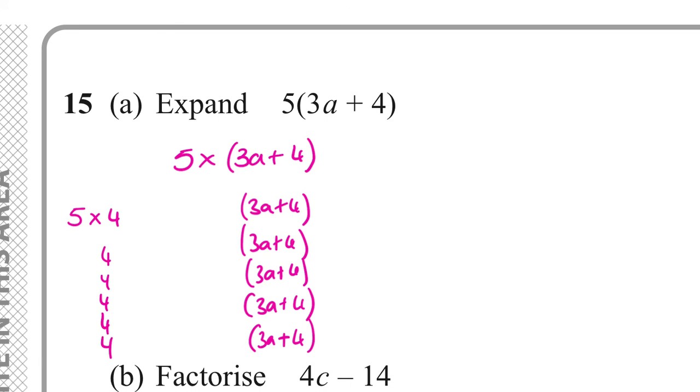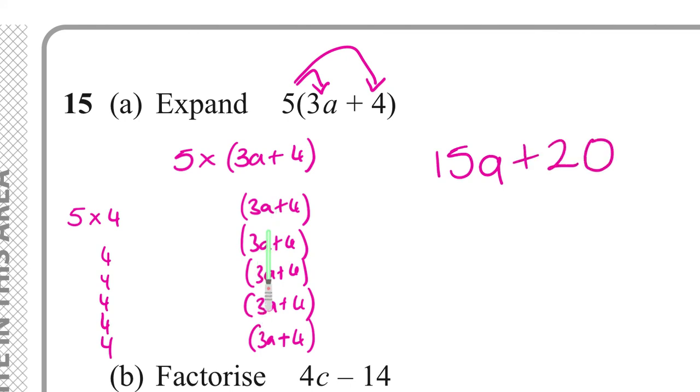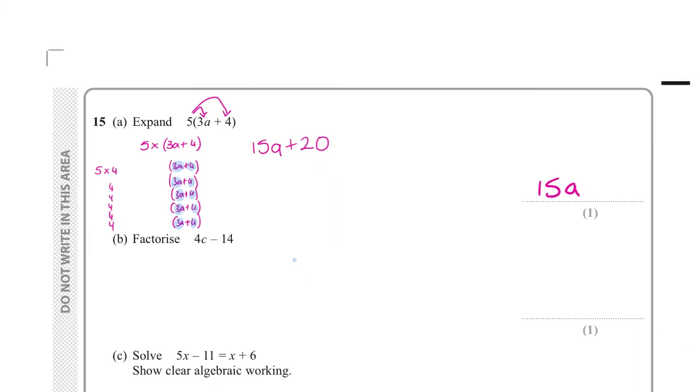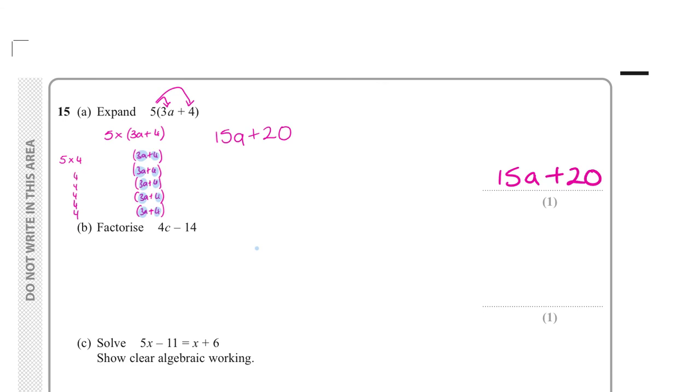However, we could do 5 times the first term. 5 times 3A is 15A. 5 times 4 is 20. And let's check that this is right. If I think about this, I have 3A, 6A, 9A, 12A, 15A. Is that correct? 4, 8, 12, 16, 20. So 15A plus 20. However, we use different methods, don't we? So this becomes 15A plus 20.